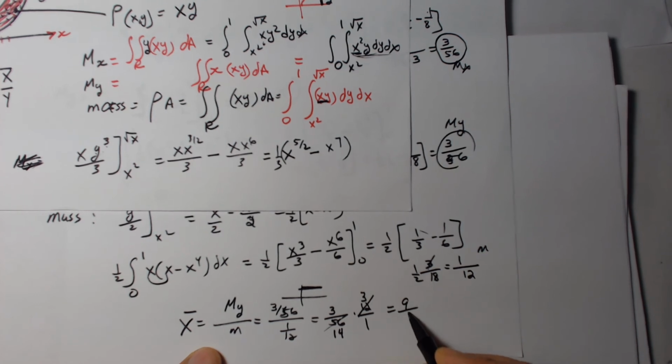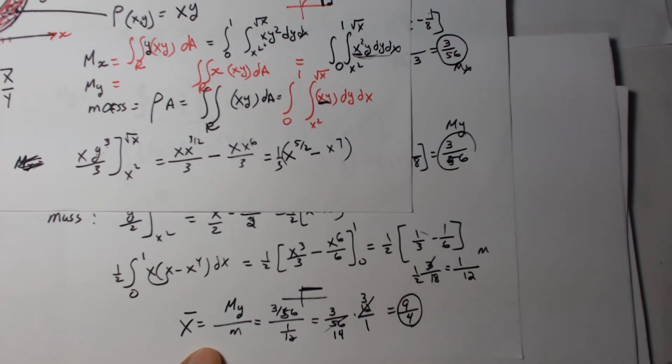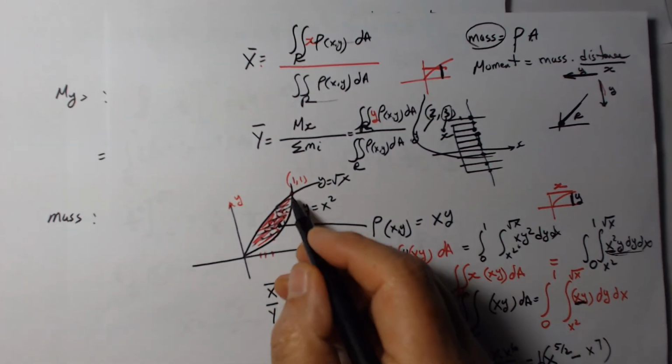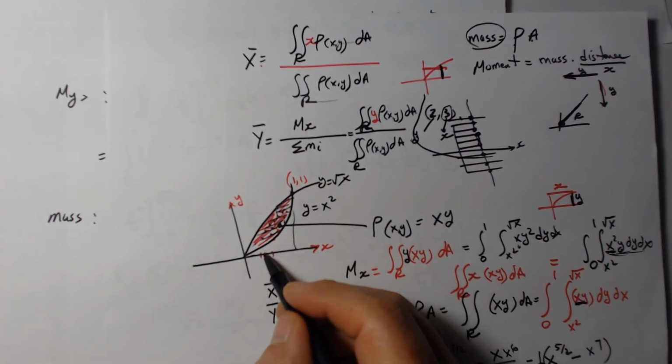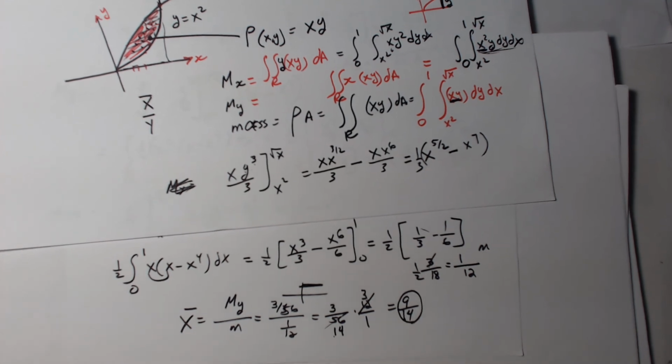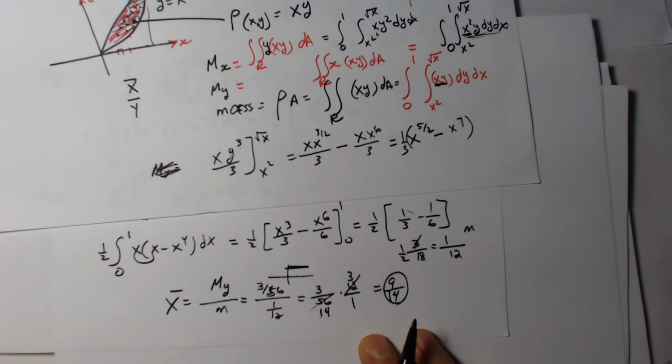That becomes 9 over 14. 9 over 14 is 2 point something, and I don't think I'm right. It should be between 0 and 1. I'm going to check where I did wrong. 9 over 14. 9 over 14 is correct. For a minute I thought it was 9 over 4.